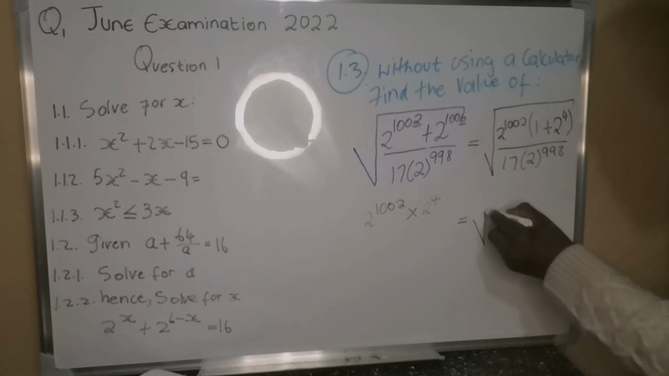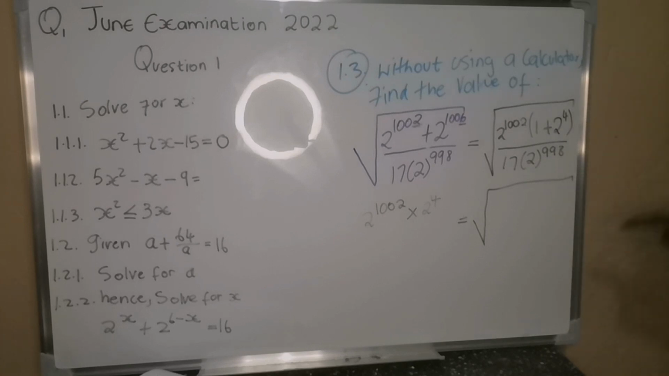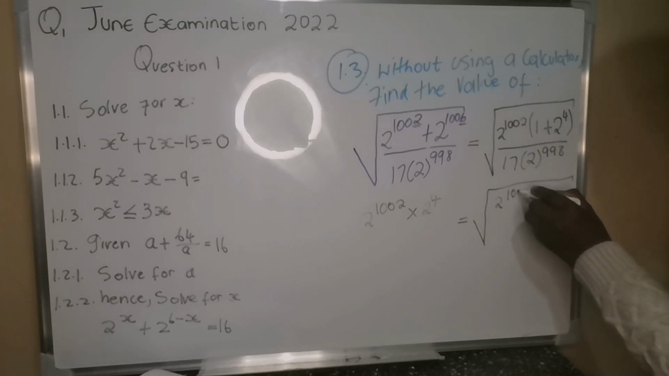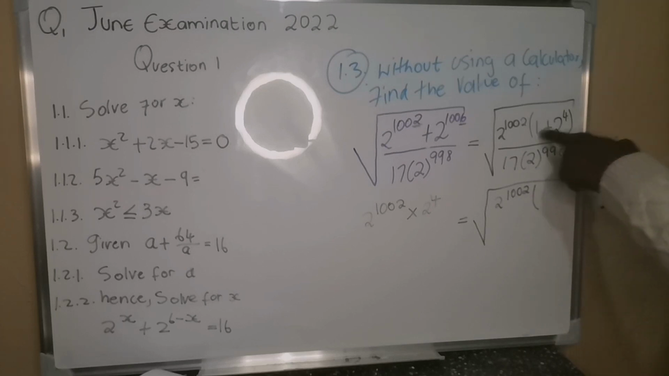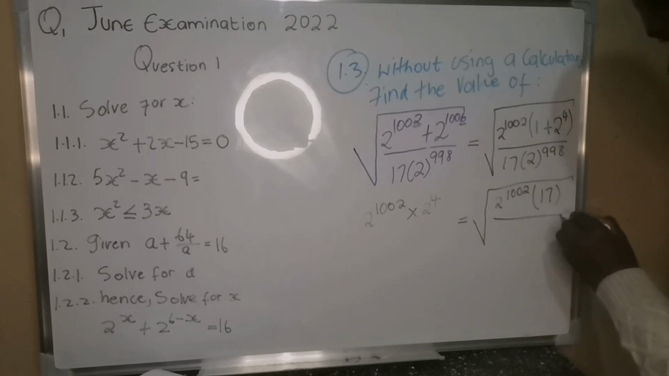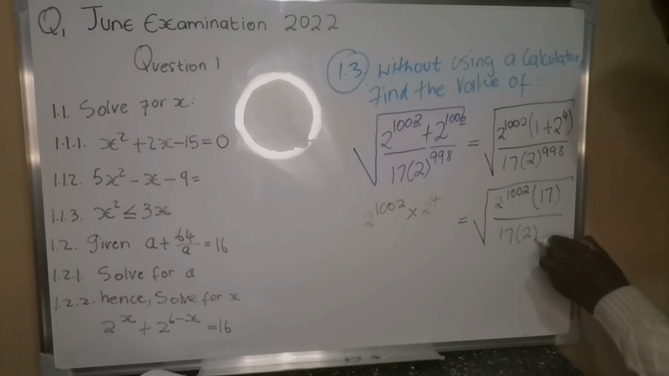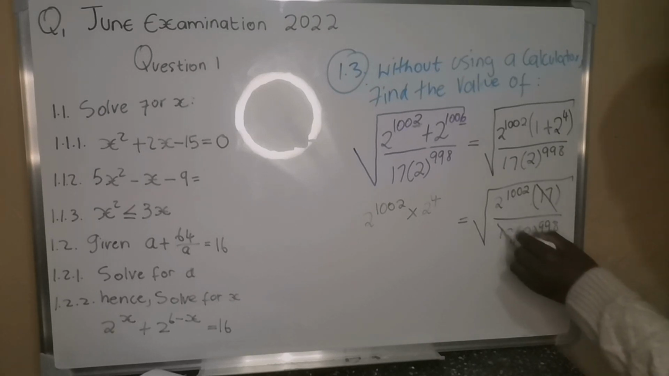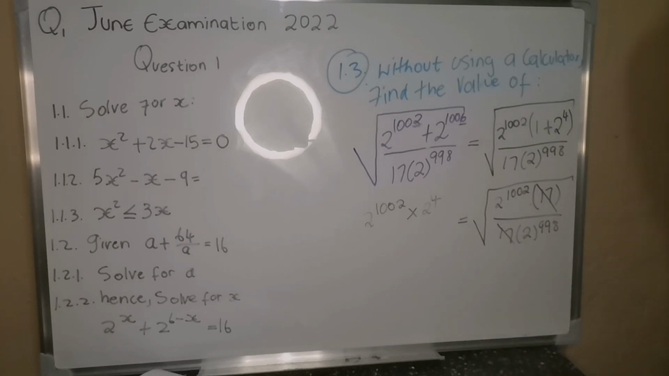This is equal to, now I have a constant inside the bracket. If you add what's inside the bracket, you're going to have 2 to the power 1002, open a bracket, 1 plus 2 to the power 4 is 17, all divided by 17 multiplied by 2 to the power 998. Therefore, I am multiplying here. If you multiply, you can divide the numerator and the denominator if they're the same. I know that 17 divided by 17 is 1. Therefore, I no longer have 17.